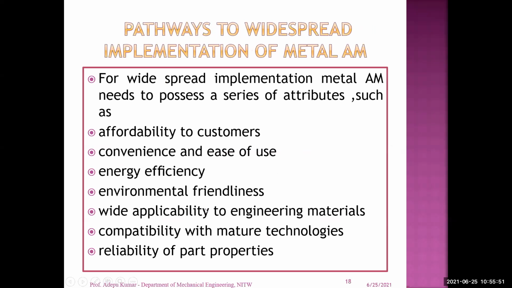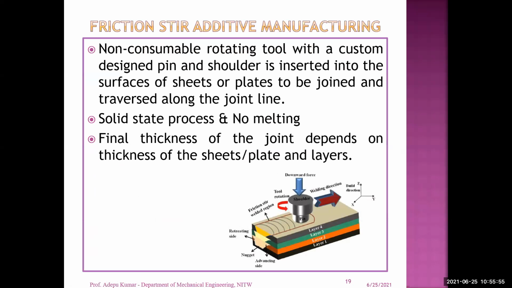Now I'll go to friction stir additive manufacturing. As I said, this is the friction stir welding process. This is the tool. You can see the tool has a shoulder as well as a pin, and there are different layers: layer one, layer two, layer three, layer four. You can add these. You rotate the shoulder, and you also apply the downward force. Due to that, the bottom portion of the pin contacts the top surface layer.